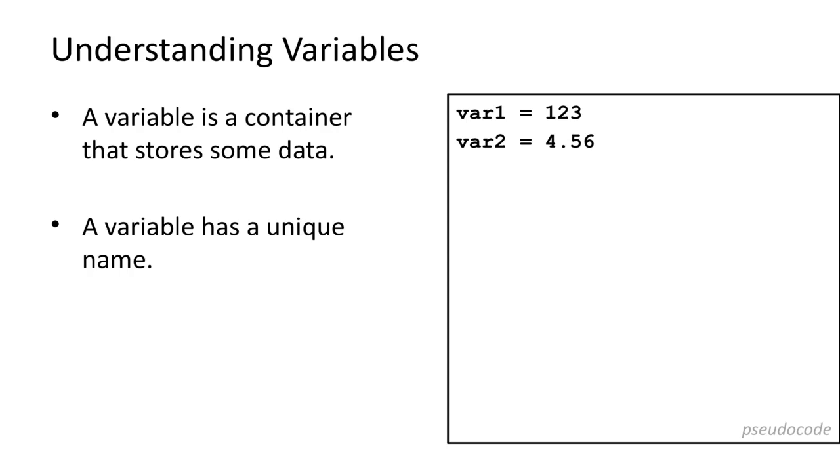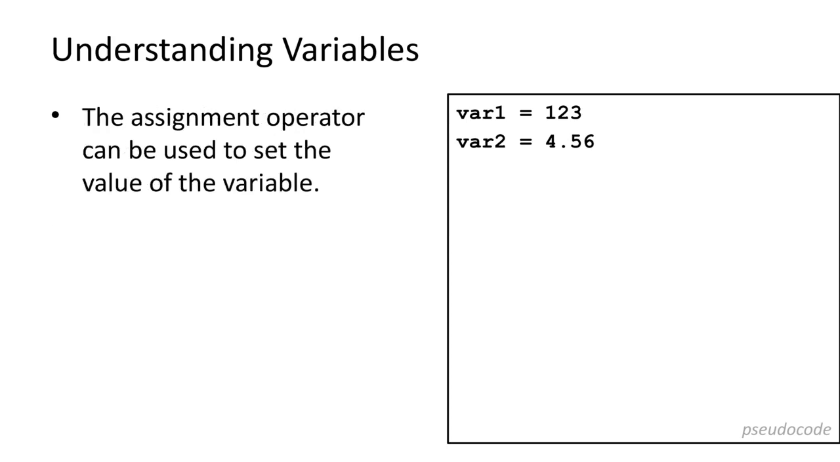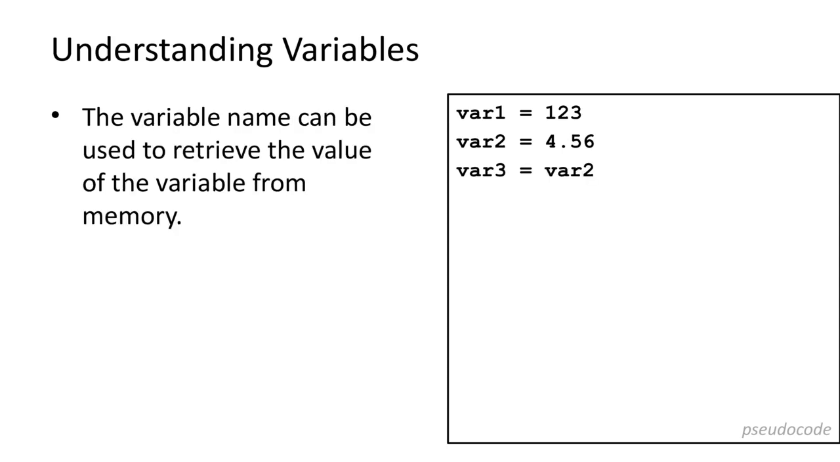In the example, two variables are defined, called var1 and var2. When coding, you can use the variable name to get or set the value of the variable. In this example, we are setting the value of var1 and var2. You can also use the variable name to retrieve the value of the variable from memory. In the example, the values of variable 2 will be retrieved from memory, and then assigned to variable 3.